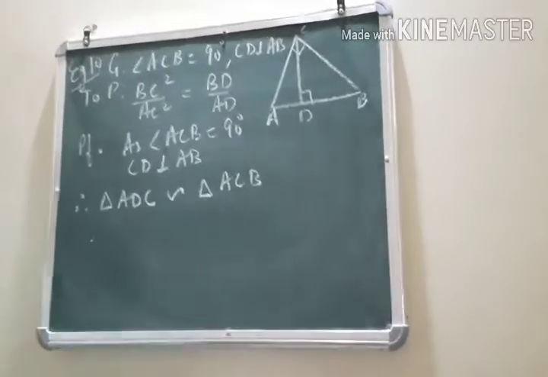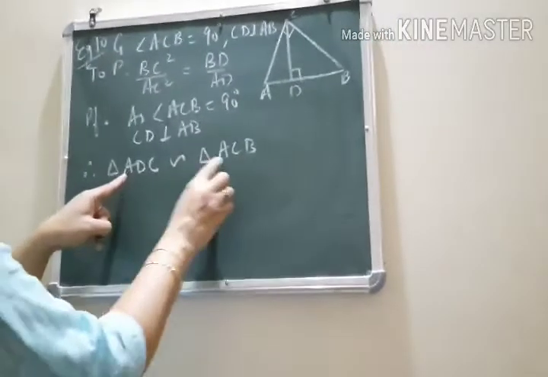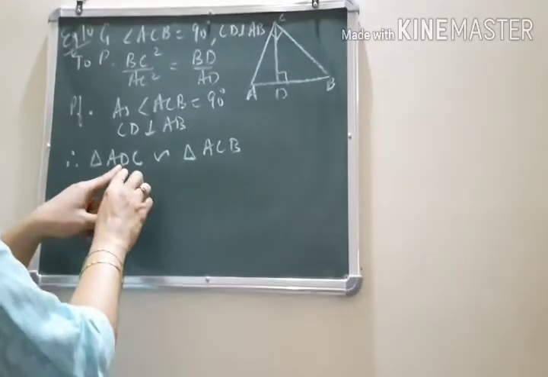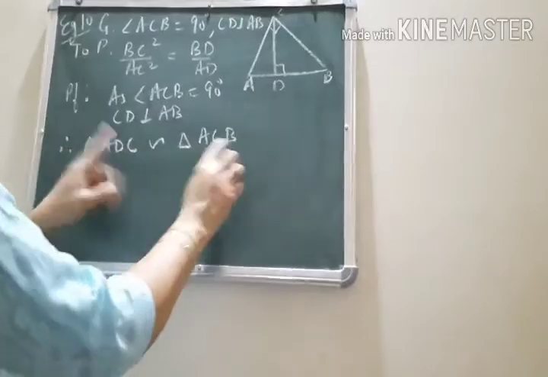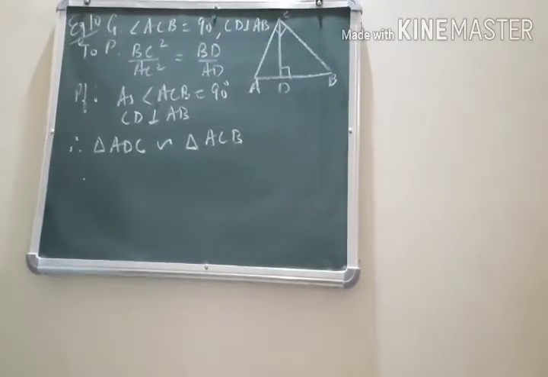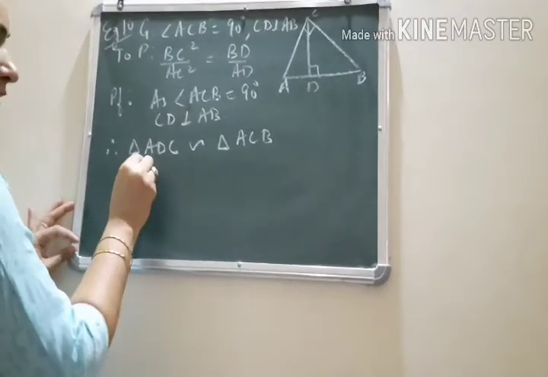Now while writing the similarity, please be very careful that angle A and angle A are equal, so they will come in the same place. Angle D is 90 and angle C is 90, so they will come at the second place, and the rest of the angles will be in the third place. So now what can we write?